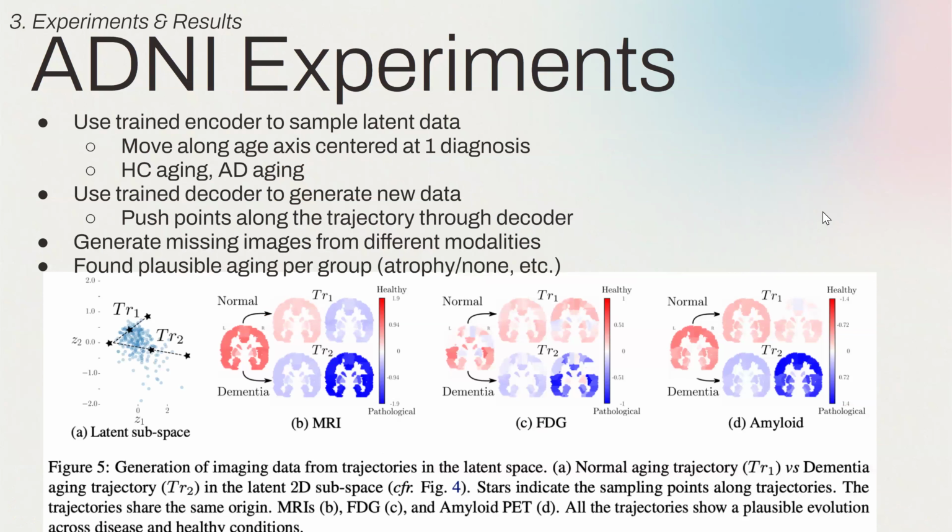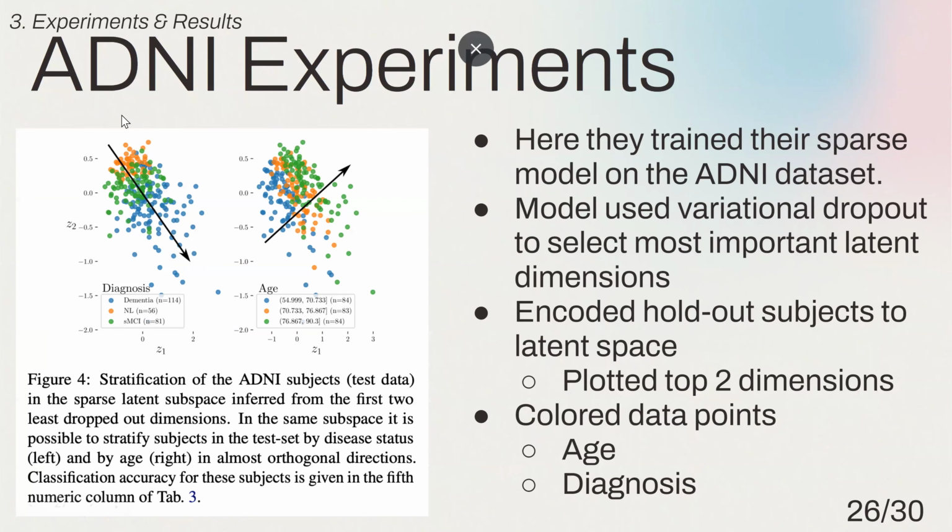Now I think what would have been cool, maybe, is to have some kind of comparison of the different representations that were learned for a regular VAE or the ones learned for the stacked VAE and stuff like that. But this is only for their sparse model.